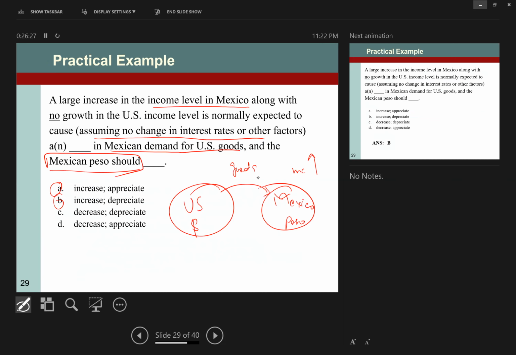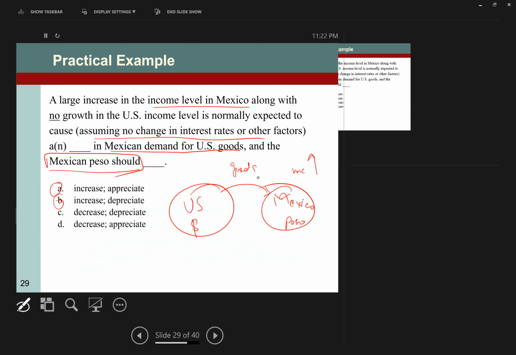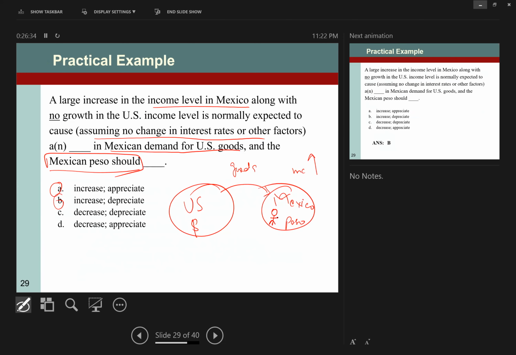So remember, where are you? You are in Mexico. Very nice. And for you, foreign currency is dollar. What we learned from our discussion regarding income levels is that when there is an income level increase and no change in interest rate or inflation, demand for foreign currency rises, which means demand for dollar rises, supply of dollar, no change.